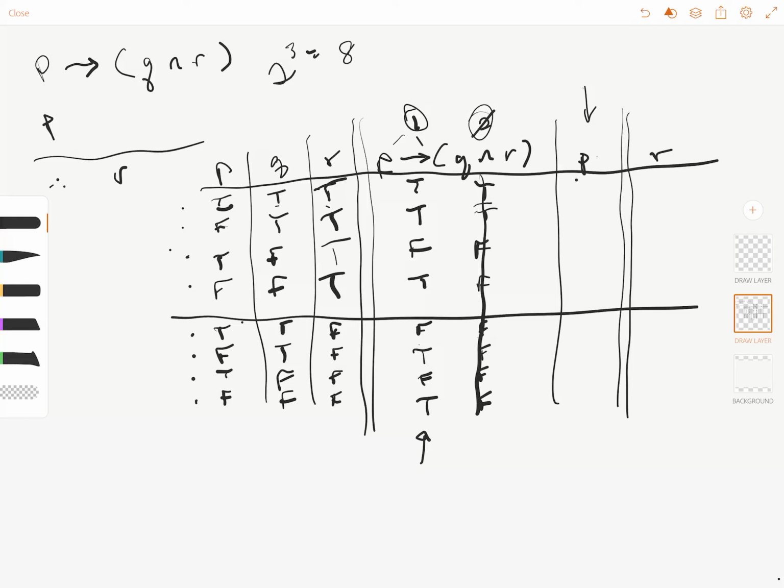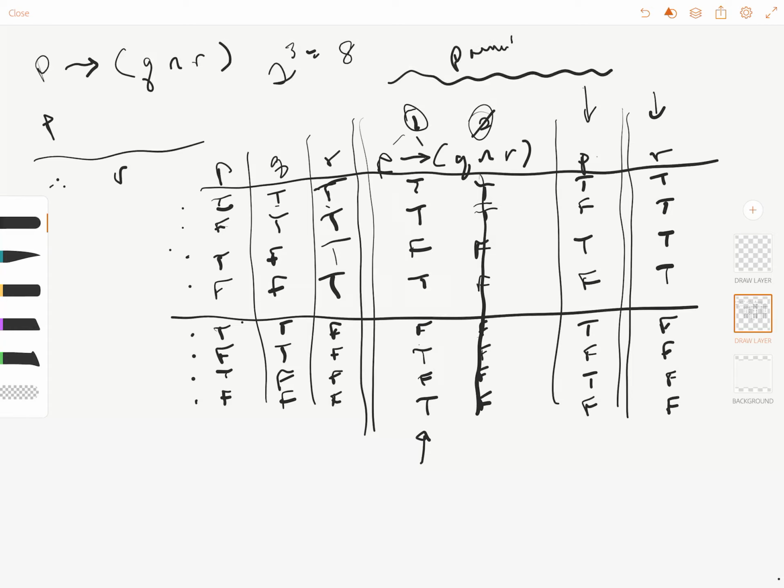All right, so now let's calculate, in quotes, the output for P. Since there is no operator in this premise, nothing happens to the input value. So we just draw the input values from our input columns, just like this. And same for R. There is no operator in the conclusion, so it will be whatever the input value is for R. So true, true, true, true, false, false, false, and false.